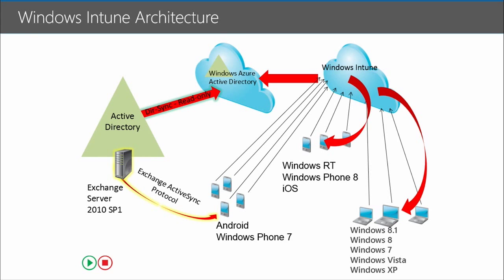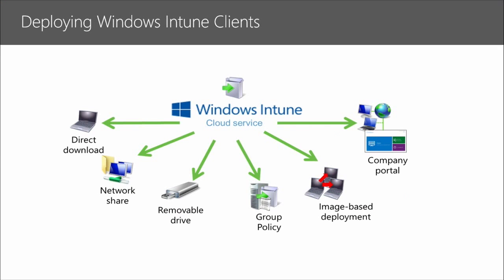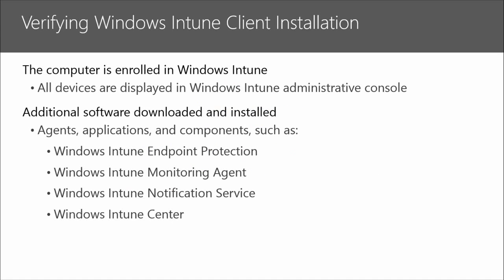All right. So next up, for this to work, you have to install a piece of software on the client system. It's called the Windows Intune client, or client agent. However you deploy software, you can deploy the Windows Intune client software. And then here they're asking, how do you verify? How do you know you've deployed it? You'll see the devices in your Windows Intune Administrator console.